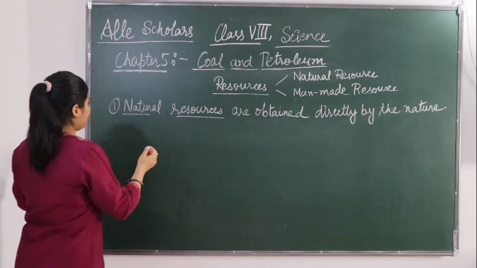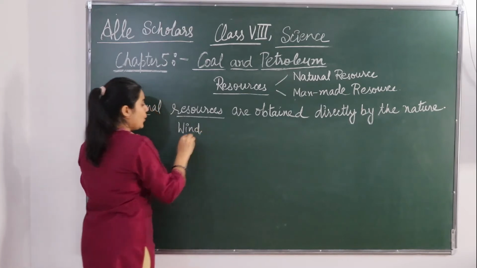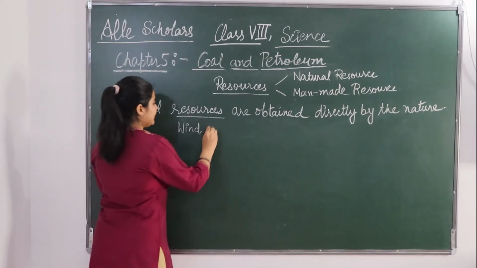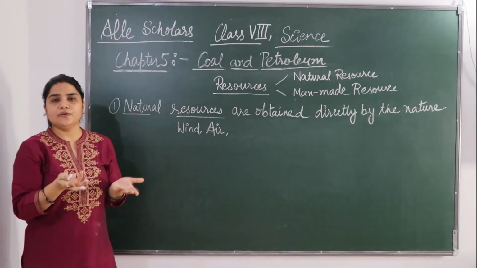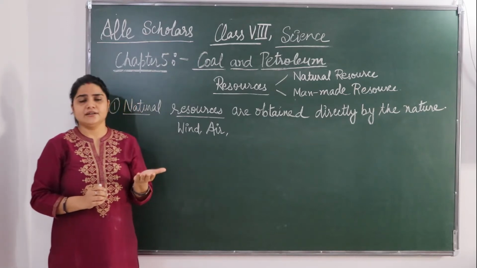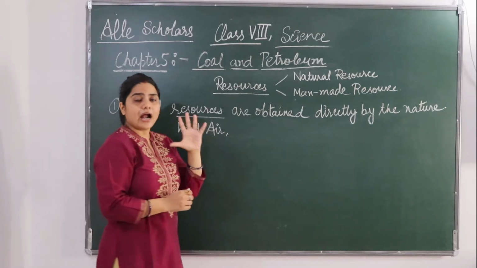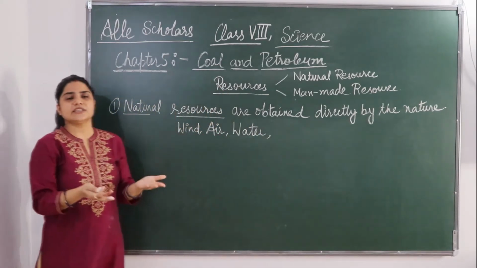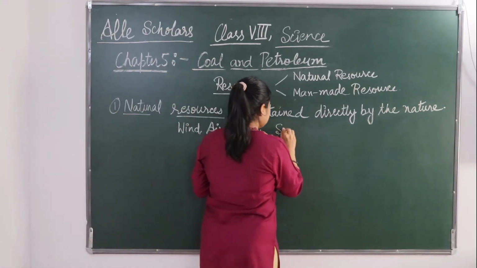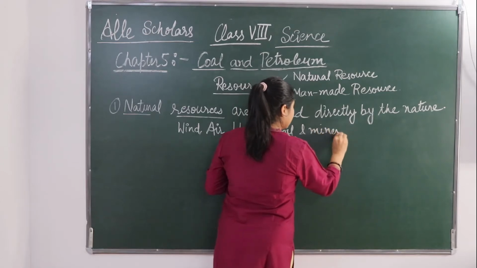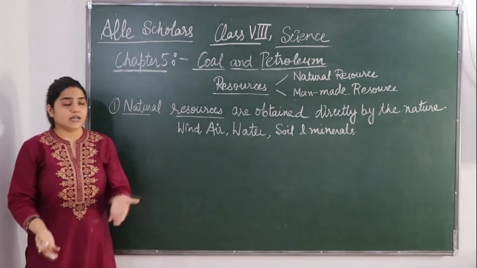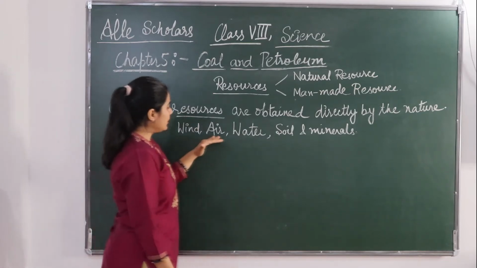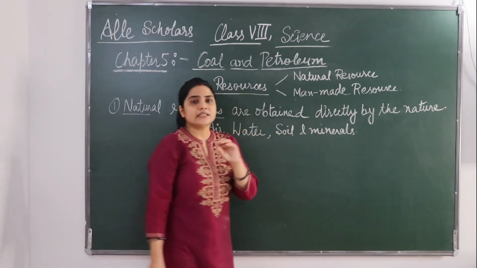Okay, if we see an example for that, wind. Who creates wind? Do we create wind? No. The wind is automatically created by the nature itself. Air. The air we breathe, the air we take out, do we make it? No. It's present naturally in our atmosphere, in nature. Water is there. Do we create water? No. Nature itself has created water. Soil is there, and minerals are there, and there are many other natural resources which occur within the soil. We shall be discussing about it further. So all these things, wind, air, water, soil, minerals, occur naturally.